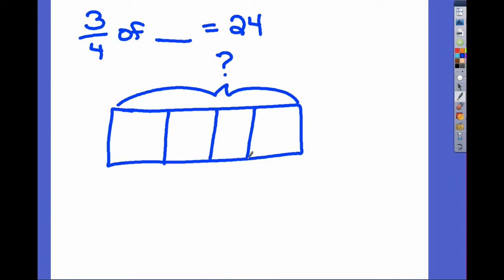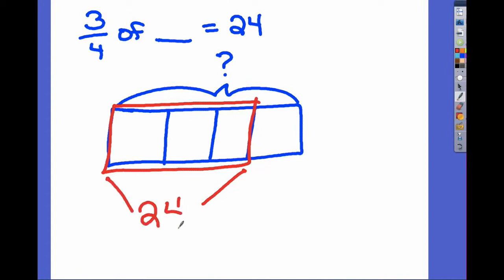And I know that 3/4 of these boxes, which would be this right here, 3/4 of those equal what? What do they equal? Okay, altogether they equal 24. But I have to find out what each one equals all by itself to know what the total amount is. So how do I figure out how much each one equals by itself?